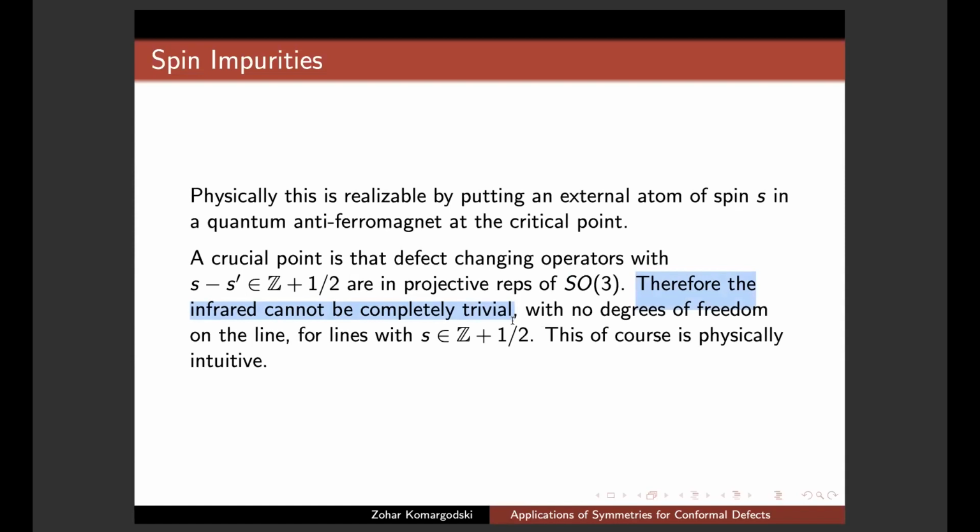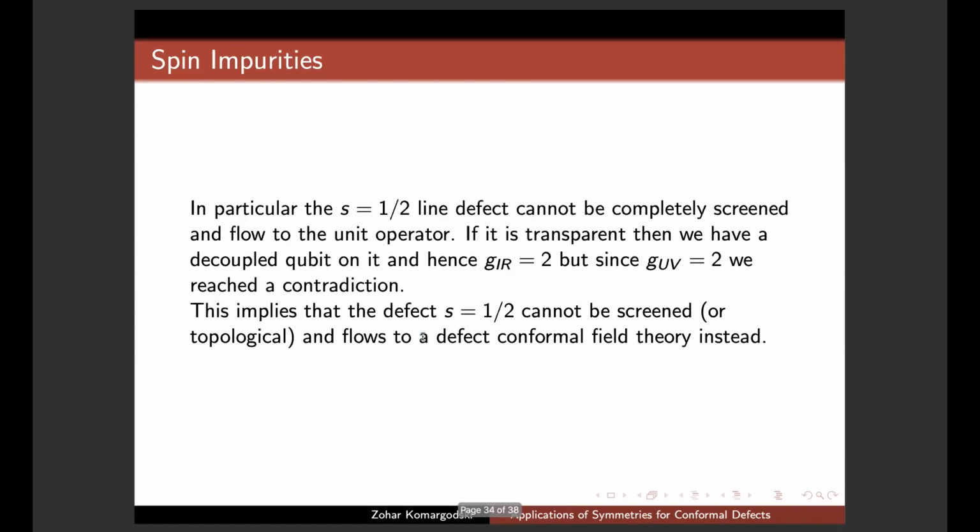So it cannot be literally the unit operator for lines with half integer spin. And this is, of course, very intuitive physically, because once you put an atom like this in an antiferromagnet, you can dress it up with bulk excitations, but you can never change the spin by a half integer. You can only change the spin by an integer. So no matter how the response of the magnet goes, it cannot completely screen a spin which is a half integer. So technically what it means is that the infrared cannot be a trivial line with no degrees of freedom.